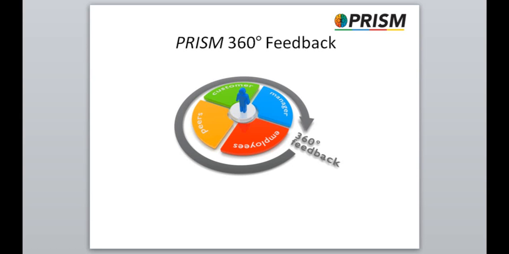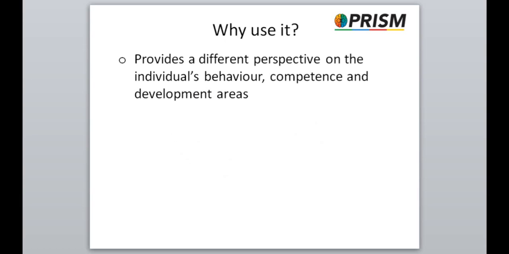The PRISM 360 process is in addition to the candidate completing their own PRISM professional self-assessment. The resulting information is presented to the individual with the aim of helping them to gain a better understanding of their behaviour, competence and development areas. Each source can provide a different perspective on the individual and thus help to build up a richer, more complete and accurate picture than could be obtained from any one source or from the candidate's self-perception alone.